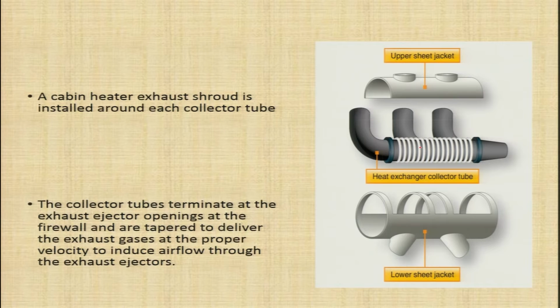The collector tubes terminate at the exhaust ejector openings at the firewall and are tapered to deliver the exhaust gases at the proper velocity to induce airflow through the exhaust ejectors. So, you can see here these tubes are tapered to deliver the exhaust gases at the proper velocity to induce airflow through the exhaust ejectors.